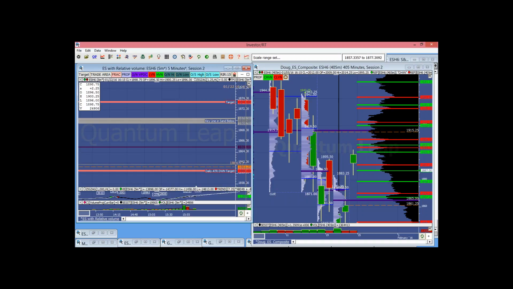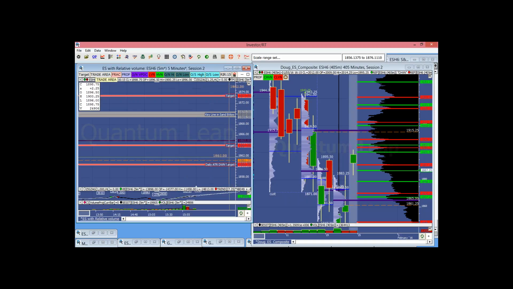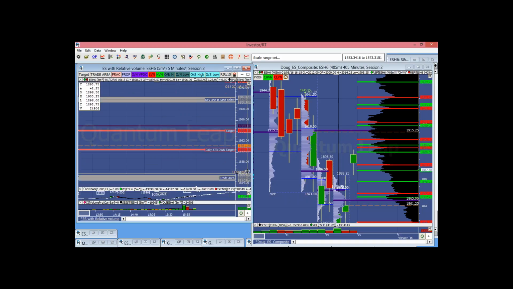I believe there's a POC down there too. Where's the POC? The POC is at 1864. So we've got a naked VPOC at 65, and we got a naked POC at 64. And then the gap fill, and then our daily ATR target.